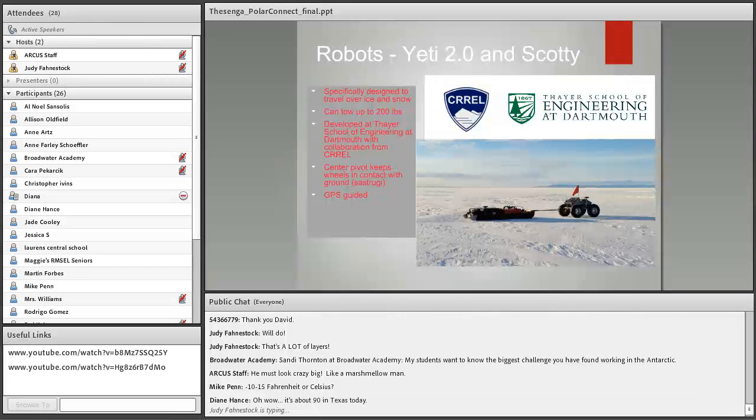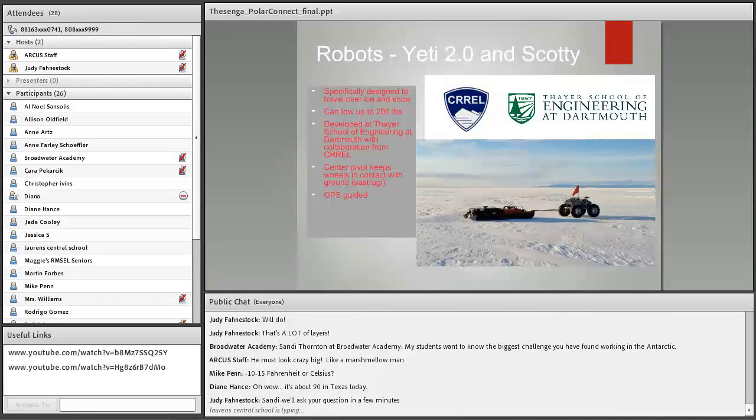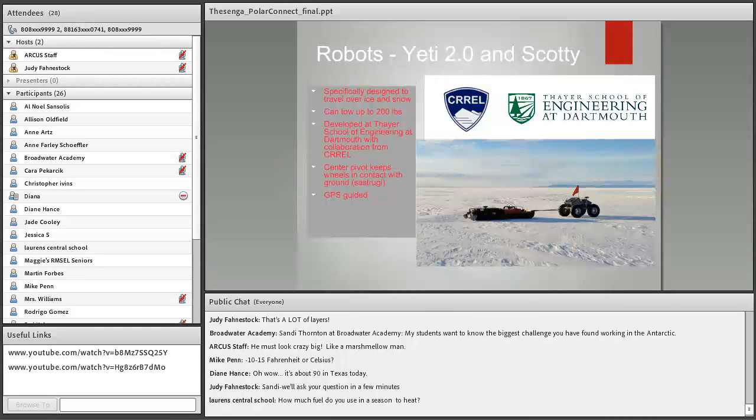Okay. So Robots Yeti 2.0 and Scotty. The two-wheeled robots were designed by the Thayer School of Engineering at Dartmouth, which is over in New Hampshire, and the CRREL Laboratories. CRREL stands for the Cold Regions Research and Engineering Laboratory, also located over in New Hampshire. And they were specifically designed to work their way across the ice. I think that you see a still image of Yeti pulling a sled. So unlike where we would have a person dragging a sled, when we're going across the shear zone, because it's not safe, we end up using a robot. And not that we don't love Yeti and Scotty, but if they go into a crevasse, it's way easier for us to extract them than to worry about us.